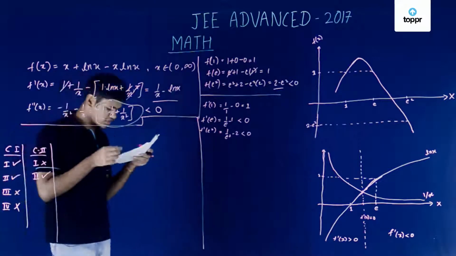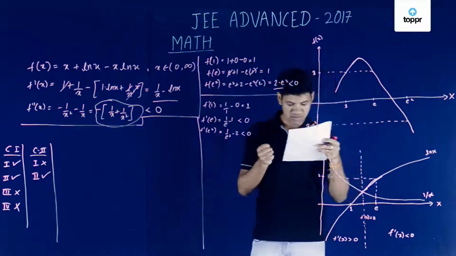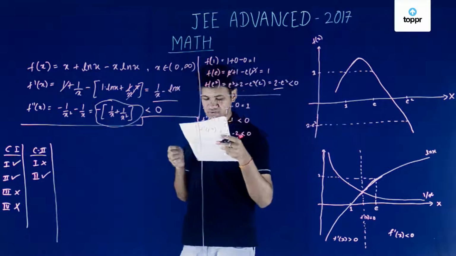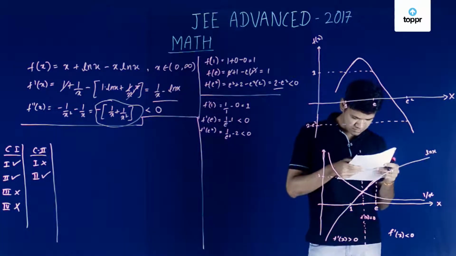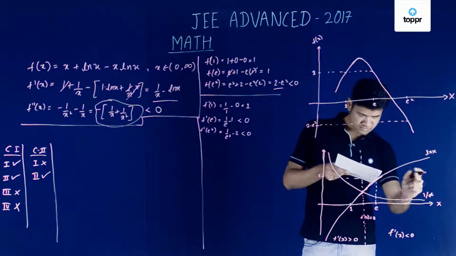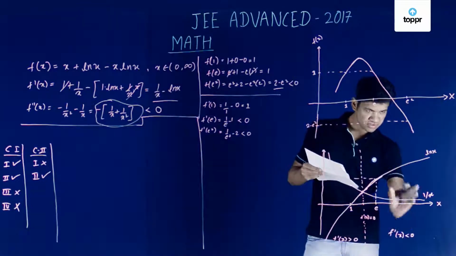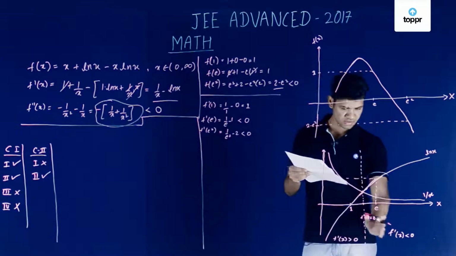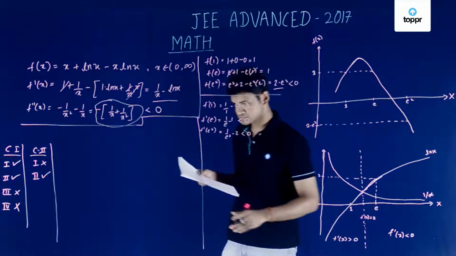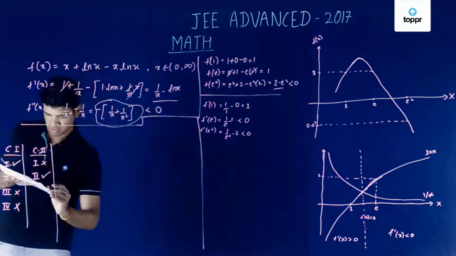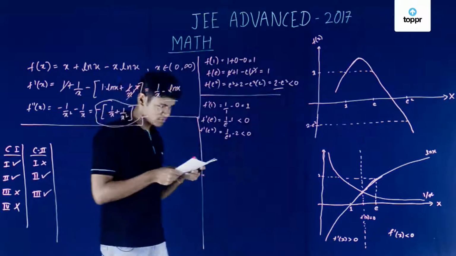The third option states that f dash x is equal to minus infinity for x tending to infinity. Basically this is also correct, because f dash x is less than 0 for all the bigger values of x, so the third option is also correct. It will go to minus infinity.